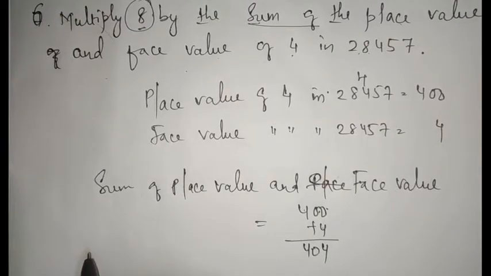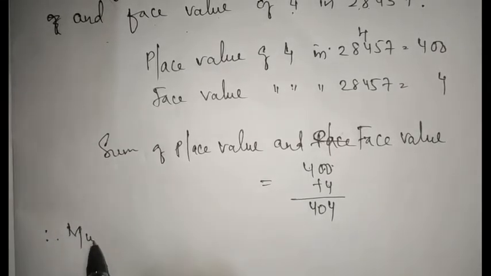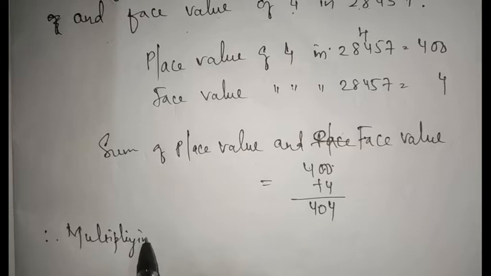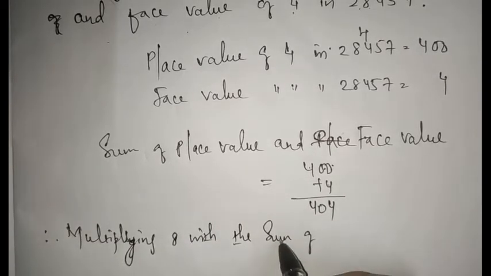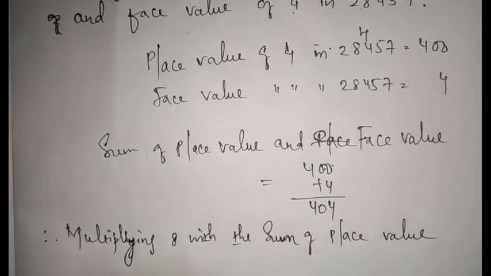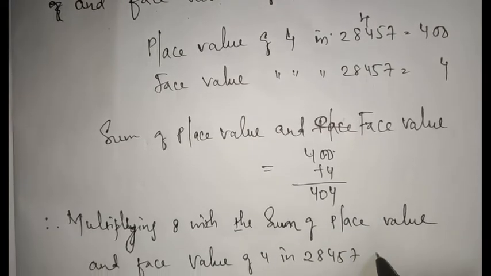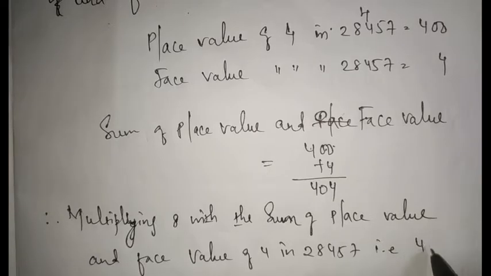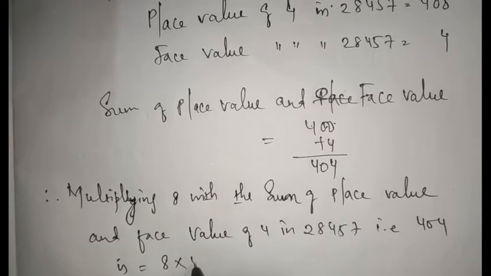So now, multiplying 8 with the sum of place value and face value of 4 in 28457, that is 404. So it is 8 into 404, right student?